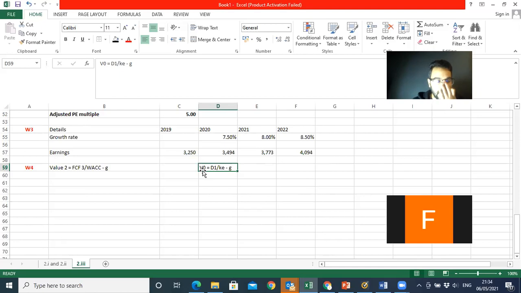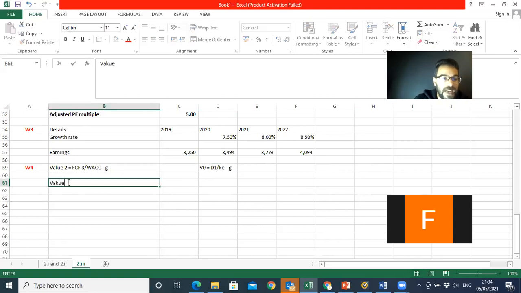The second difference is that the cash flow in the free cash flow calculation is the free cash flow, whereas the cash flow in the dividend growth model is the dividends. So just pay careful attention to that. Okay, so let's work it out.